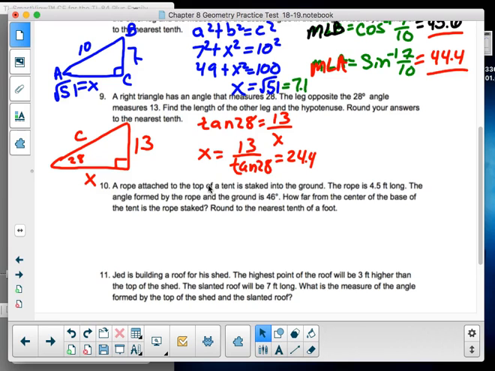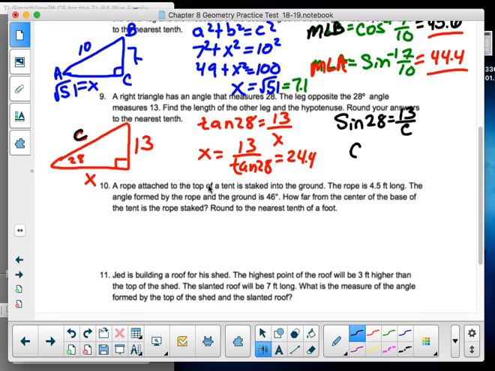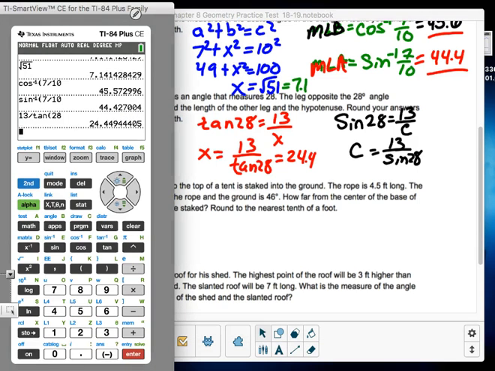Now, for C, the value of C is going to be opposite over hypotenuse, so sine of 28 is equal to my opposite over hypotenuse, so C is equal to 13 over the sine of 28. We'll do that again, 13 divided by sine of 28, and that gives me 27.7.